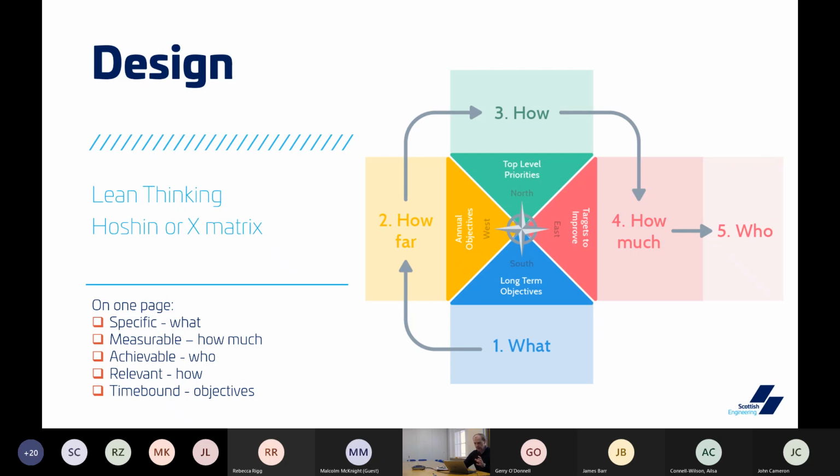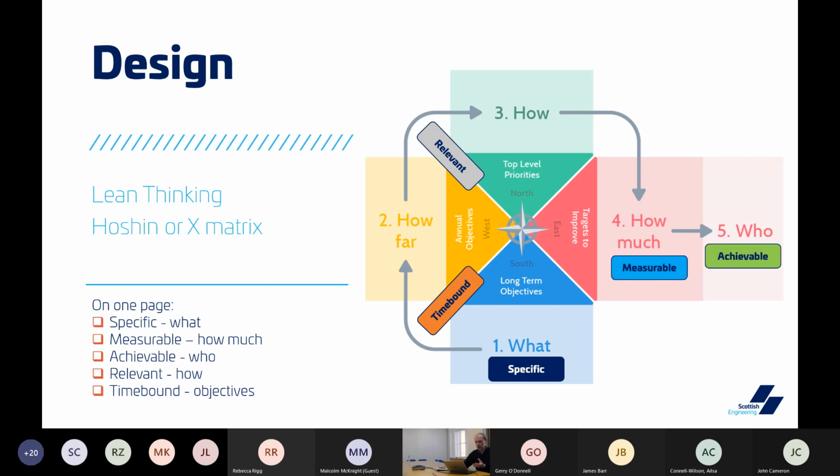X matrix. And what it starts with is the what, that makes it specific. Then you have the long-term objective and what you need to do next year to achieve your long-term objective and make it time-bound. And then how far you're going to go and how you're going to go about it, where your priorities are going to be, makes it relevant. The how much will make it measurable, that's your KPIs. And the who will make it achievable, because if you allocated the resources, then that means you're going to achieve it. And that's how you get the SMART out of that design, out of that roadmap.